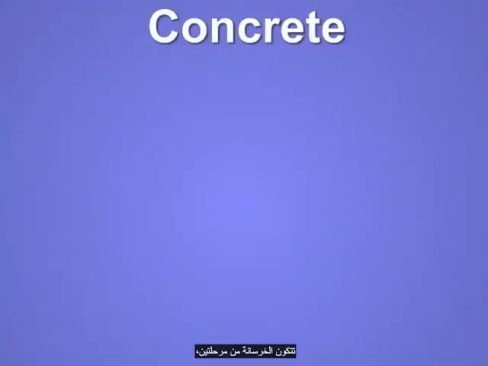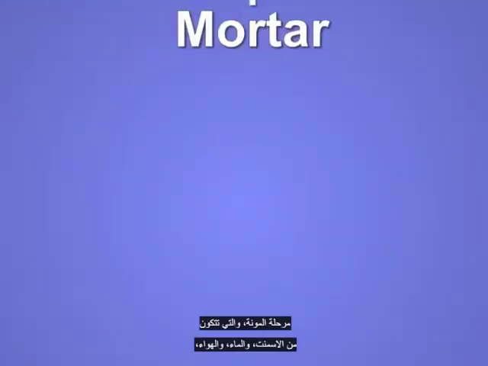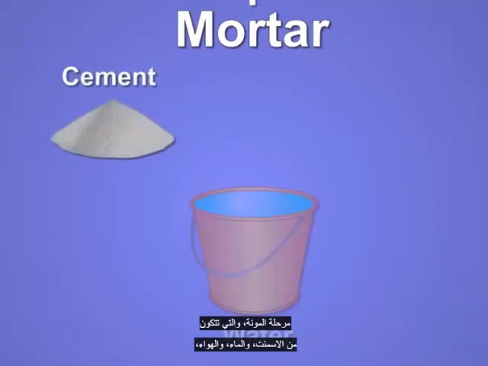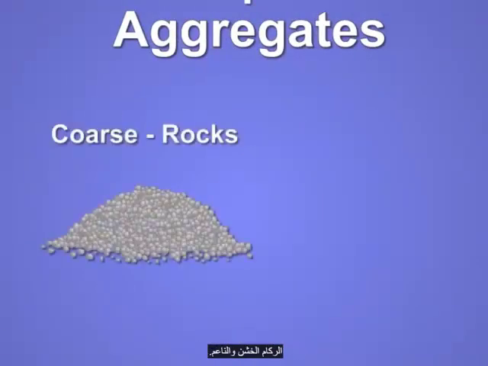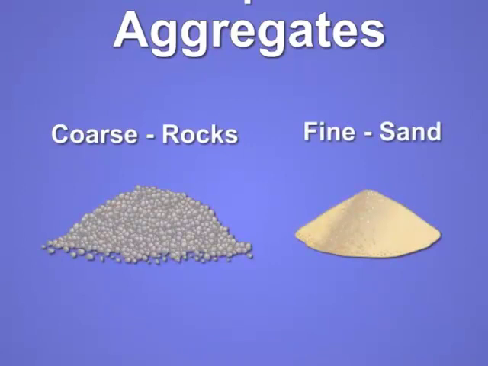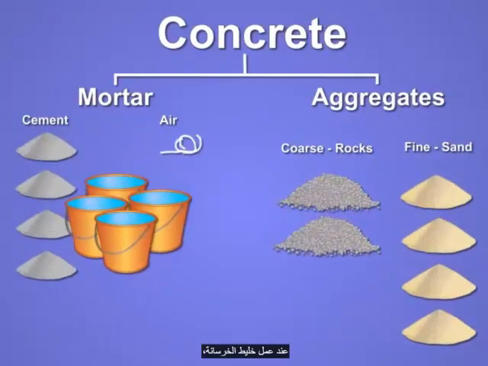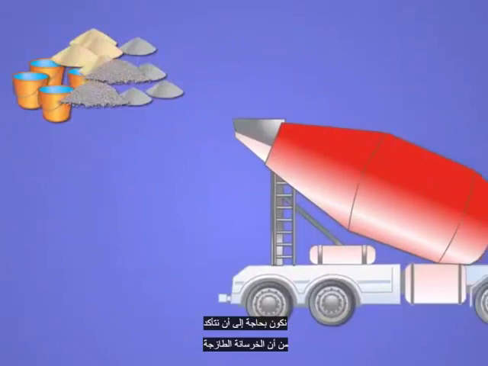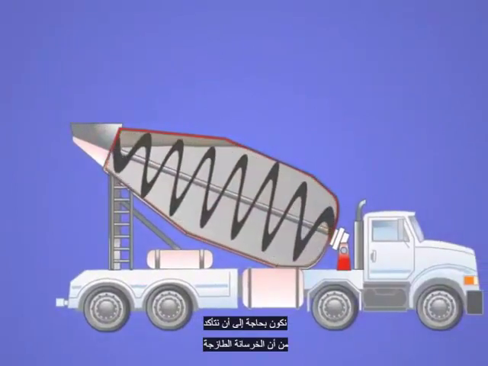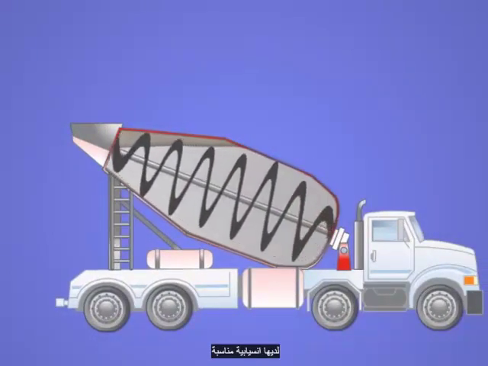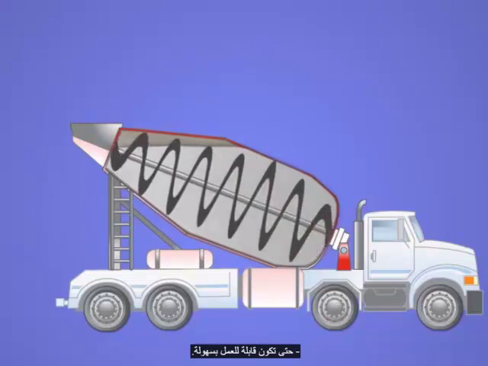Concrete consists of two phases: a mortar phase comprised of cement, water, and air, and an aggregate phase comprised of coarse and fine aggregates. When designing a concrete mixture, we need to ensure that the fresh concrete has an adequate rheology in order for it to be easily workable.